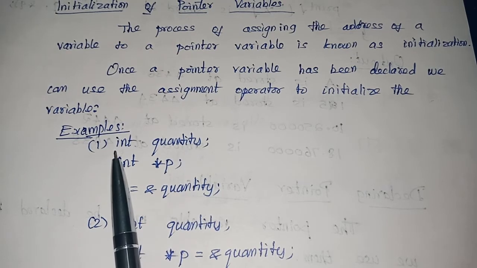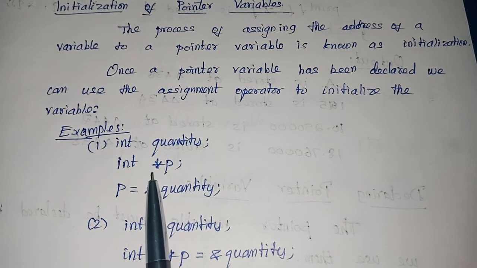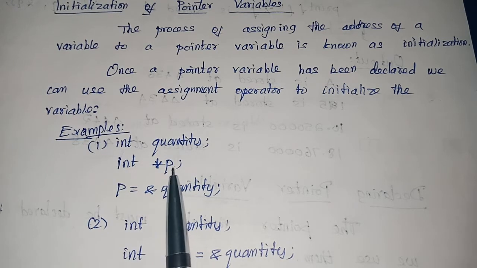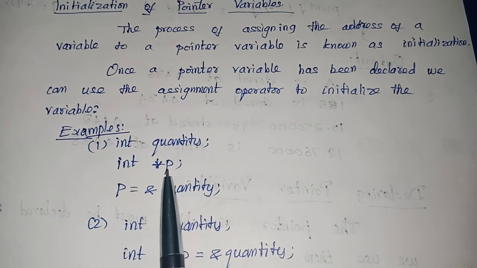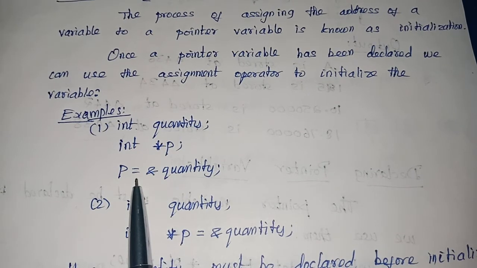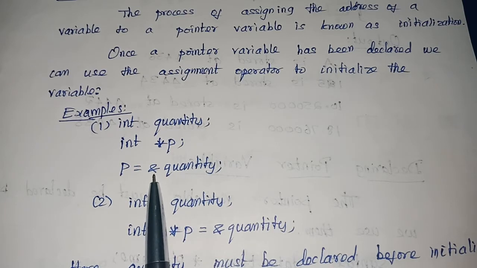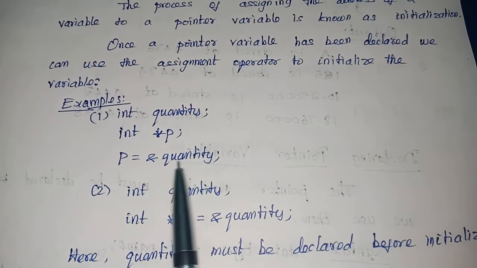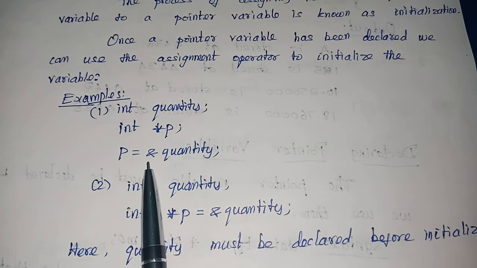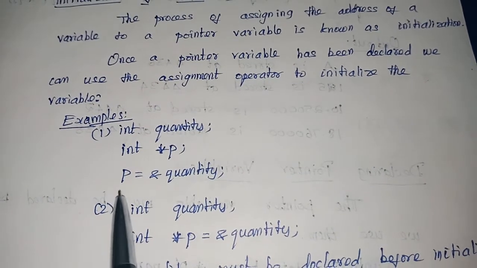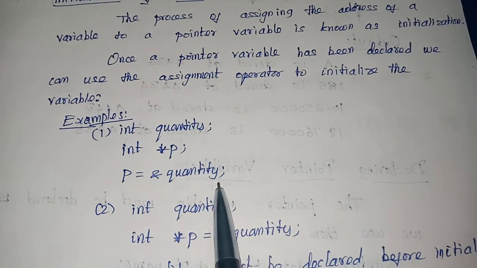Quantity is an integer. P is a pointer variable of type integer. Now I want to collect the address of quantity in P using the assignment operator equal to. P equal to, and in order to collect the address I have to put the ampersand symbol, the address operator, followed by quantity, with the semicolon. This is called initialization of a pointer variable.